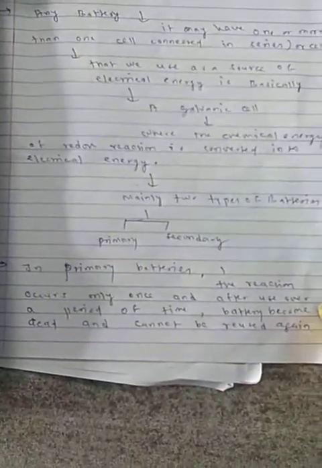In primary batteries, the reaction occurs only once, and after use over a period of time, the battery becomes dead and cannot be reused again. So the batteries which cannot be reused again are called primary batteries. Now the example is the dry cell, that is known as the Leclanche cell.